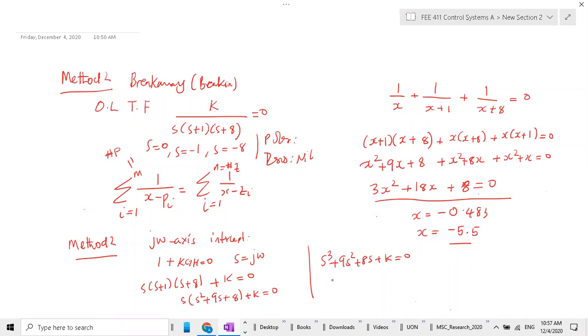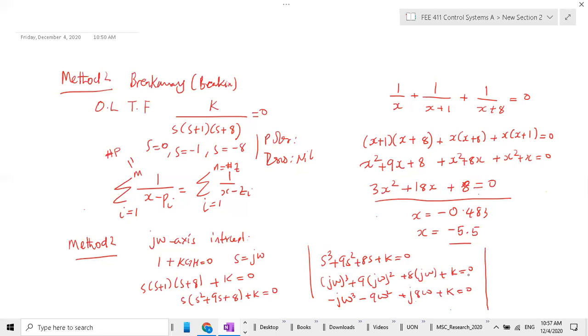So you substitute J omega: J omega cubed plus 9 times J omega squared plus 8 J omega plus K equals 0. So here we'll have minus J omega cubed minus 9 omega squared plus 8 J omega plus K equals 0.